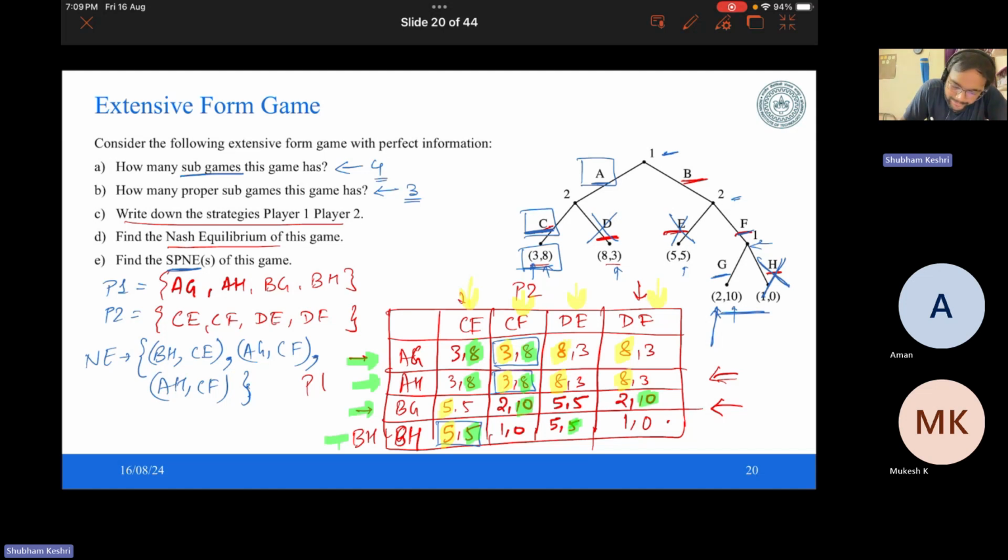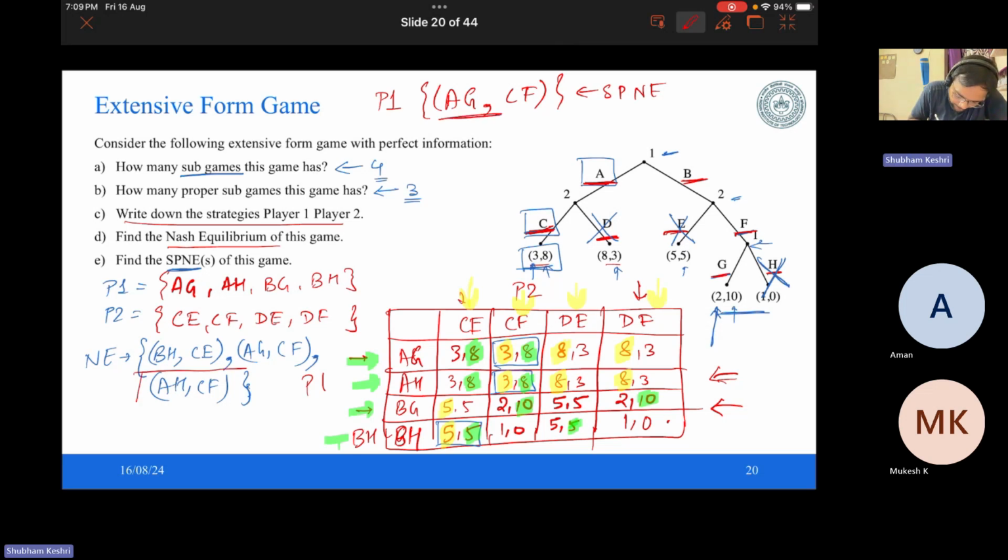So player 1's, let's erase this. Player 1, what will be the action of player 1? Player 1 will play A and at this end he will play G. So AG. Player 2 will play C and at this end player 2 will play F. So CF. This is the subgame perfect Nash equilibrium for this game, and this is the Nash equilibrium for this game. So you have only one.